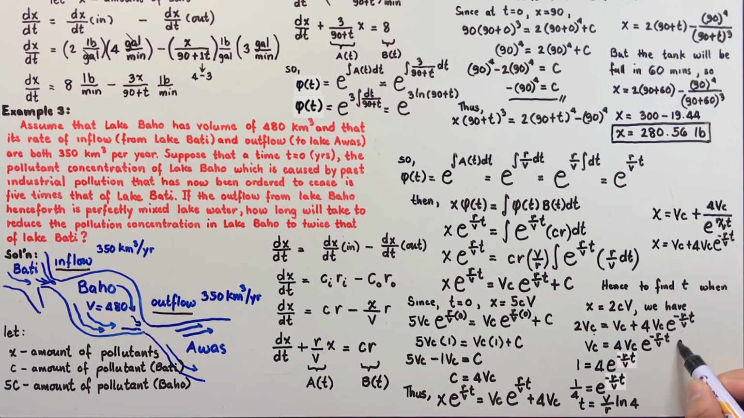And since the volume is 480 kilometers cubed and the rate of outflow and the inflow, which is 350 kilometers cubed per year, we substitute this v and r to this equation here and then solve that our t is equal to 1.9 years. So therefore, it will take almost 2 years for the amount of pollutants in Lake Baho to be as twice as the amount of pollutants in Lake Bati.